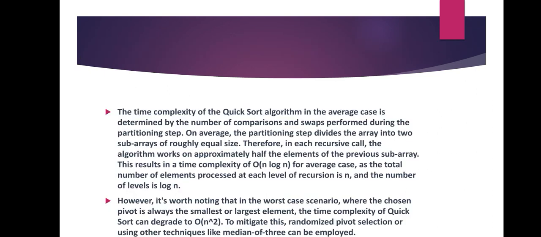The time complexity of the quicksort algorithm in the average case is determined by the number of comparisons and swaps performed during the partitioning step. On average, the partitioning step divides the array into two subarrays of roughly equal size. Therefore, in each recursive call, the algorithm works on approximately half the elements of the previous subarray. This results in a time complexity of O(n log n) for the average case, as the total number of elements processed at each level of recursion is n and the number of levels is log n.